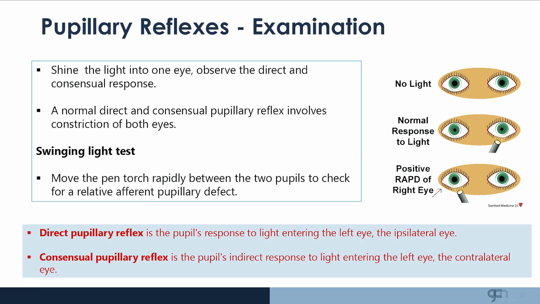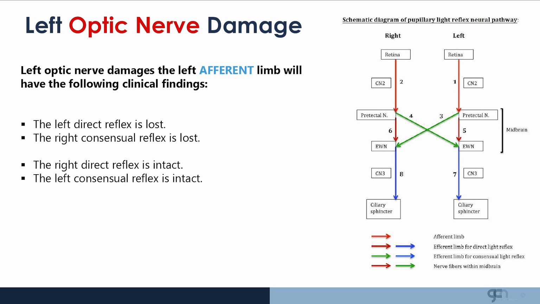And a swinging light test is where the torch is moved between one eye and the other to detect whether or not there's a relative afferent pupillary defect, and we'll talk about this in a moment. So let's take two scenarios. Let's consider the left optic nerve being damaged. The left optic nerve is part of the afferent limb of this circuit.